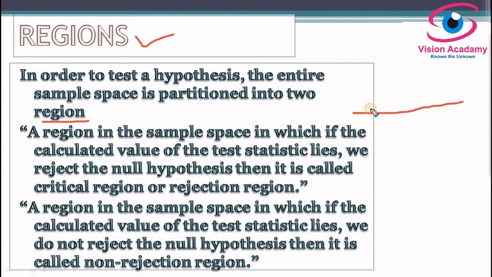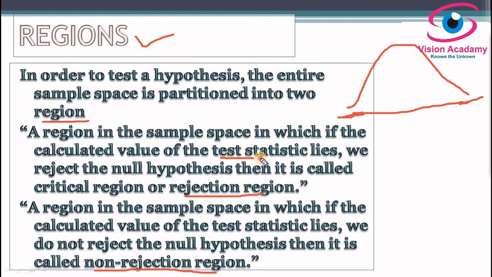Consider this a sample space. This is a t distribution or normal distribution, or whatever distribution will be useful for testing a hypothesis. This whole region can be partitioned into two regions. That is, one is the critical rejection region and the other is the non-rejection region, for the purpose of rejecting a null hypothesis. Then let us know what the rejection region is.